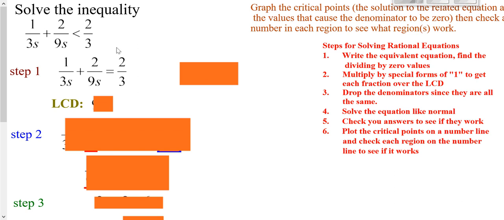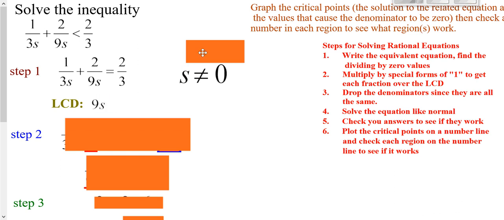First of all, I would start out by looking here and saying, what causes the bottom of any of these to be 0? In that case, that's 0. So S not equaling 0. So 0 is a critical point that we'll have to put on our number line. We'll find our LCD. Our least common denominator is 9S.